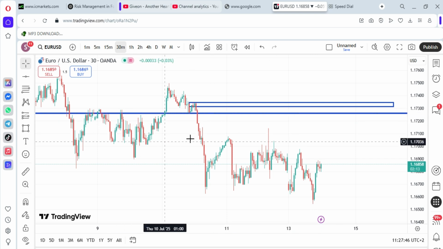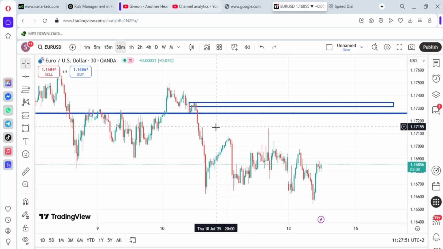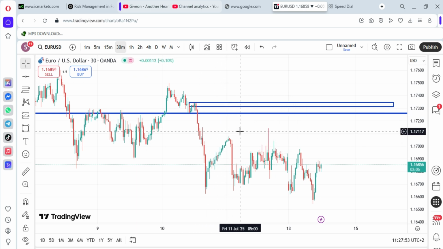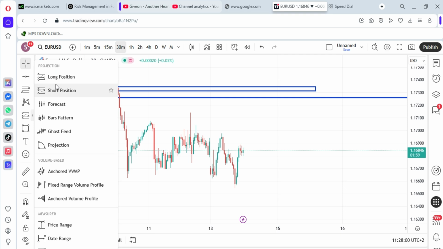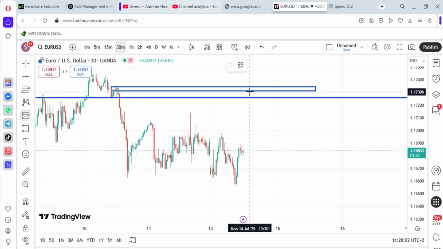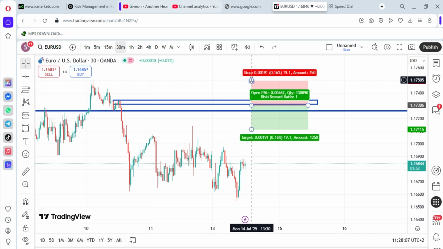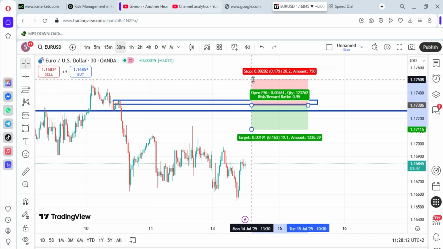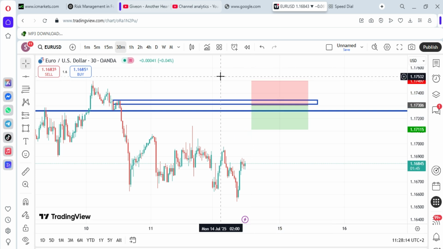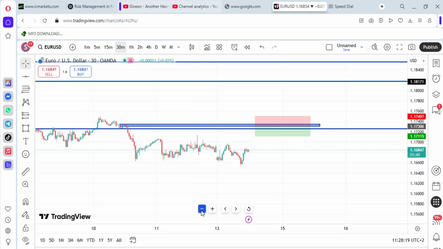So as you can see, this is our QML pattern, and our entry is on that area. Entry is here. Our stop loss, yeah, let's make it 19 pips. 19 pips stop loss.